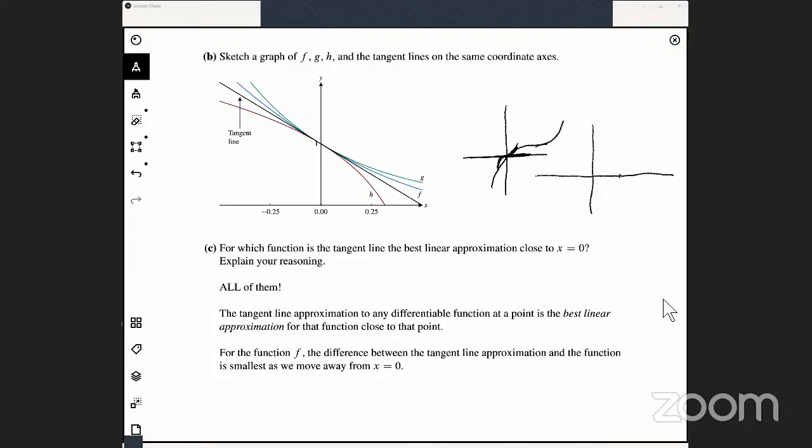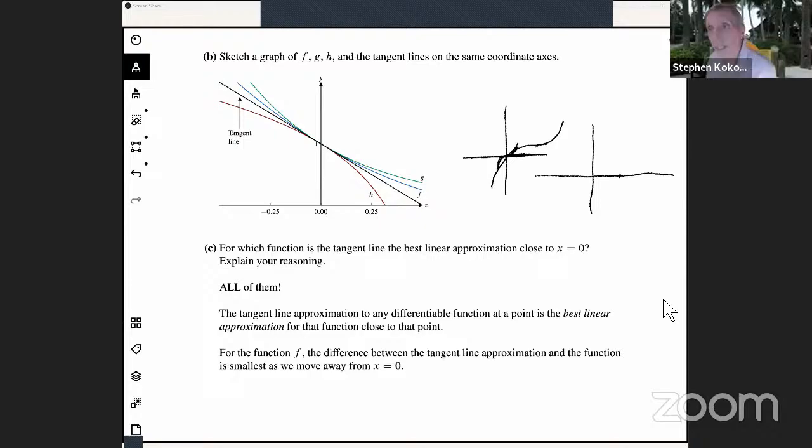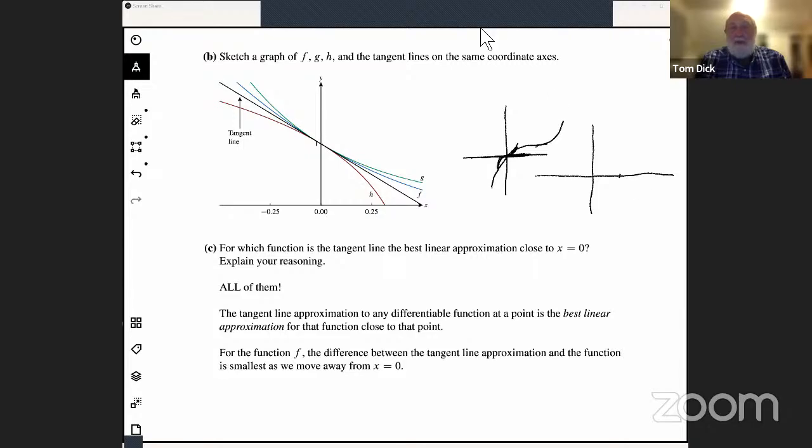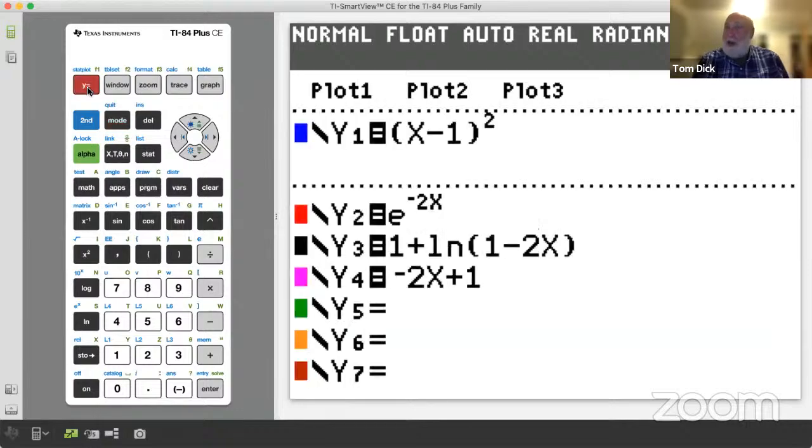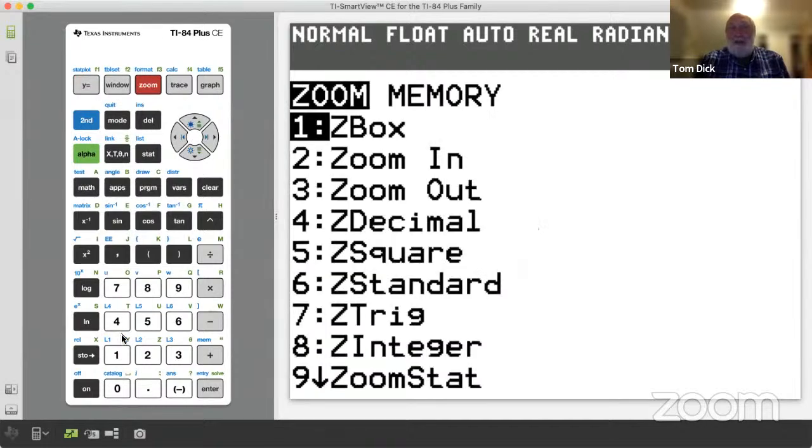Good stuff. Tom, should I continue or do you have something else here? Well, I could do a real quick share if you don't mind. Okay, sure, please. I'll make it very quick. Let me share my 84 again. Just to save time, I went ahead and entered all these functions. In the y equals menu, I've got your three functions, and I've got your tangent line too, so it's basically all four of the graphs. Let me just go ahead and do a zoom decimal.